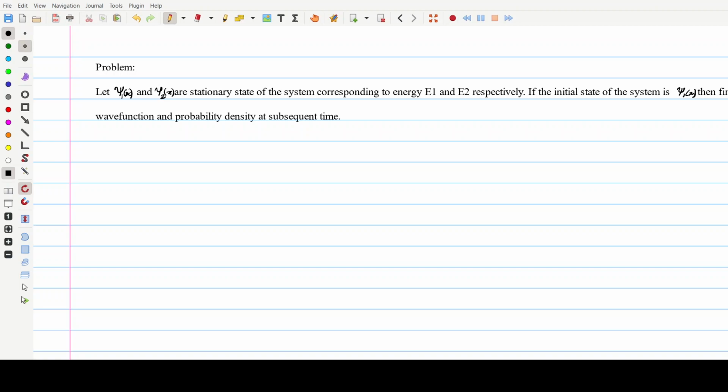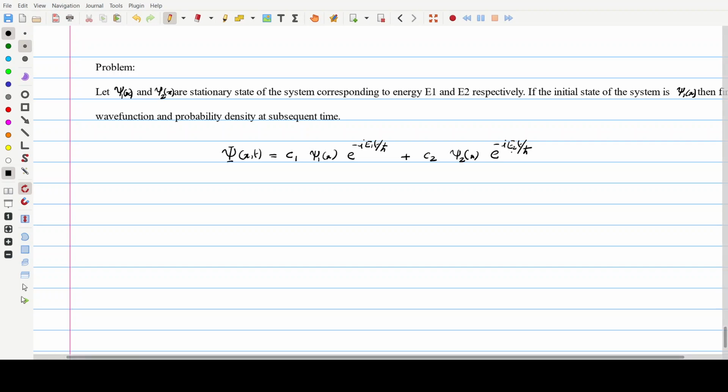So here we have only two stationary states. Then how can we write the general state? The general state can be written as psi of x,t equals c1 psi1 of x e raised to minus i E1 t by h cross plus c2 psi2 of x e raised to minus i E2 t by h cross. Okay, so this would be the general state.